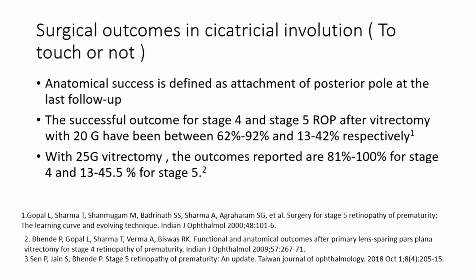So what are the surgical outcomes in this cicatricial involution, whether we should touch or not touch? That is questionable. Anatomical success is defined as the attachment of the posterior pole at last follow-up. The successful outcomes for stage 4 and stage 5 ROP after vitrectomy with 20 gauge have been between 62 to 90%, 92% and 13 to 42% respectively. With 25 gauge vitrectomy, the outcomes increase to 81 to 100% for stage 4 and 13 to 45.5% for stage 5.